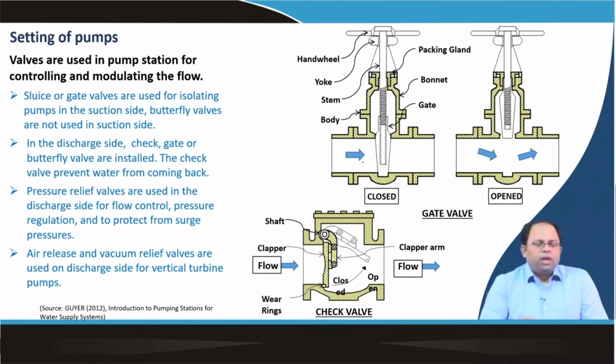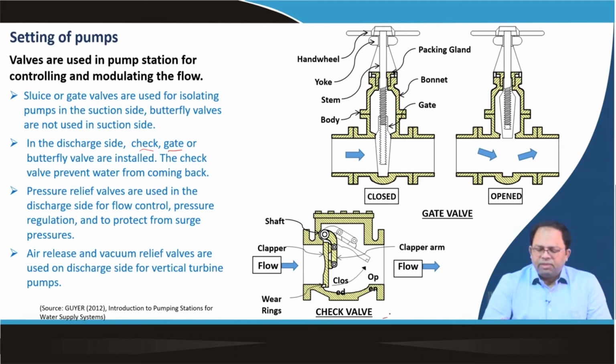So sluice valves or gate valves are used for isolating pumps on the suction side. Suction side is the side from where water is drawn in, and butterfly valves are not used on the suction side. Now, what are butterfly valves? I will come to that. On the discharge side, that means where we actually send the water out, we use check valves, gate valves or butterfly valves. Now, all these three kinds of valves have almost the same principle, but they vary in design.